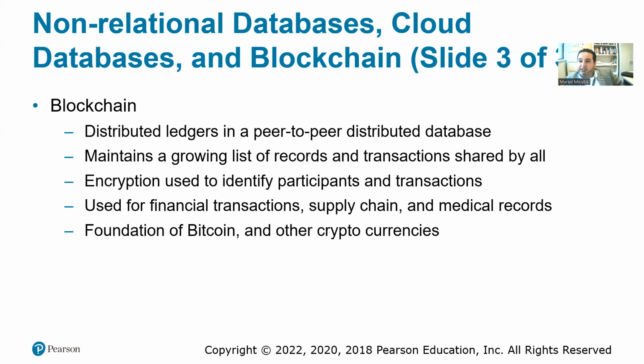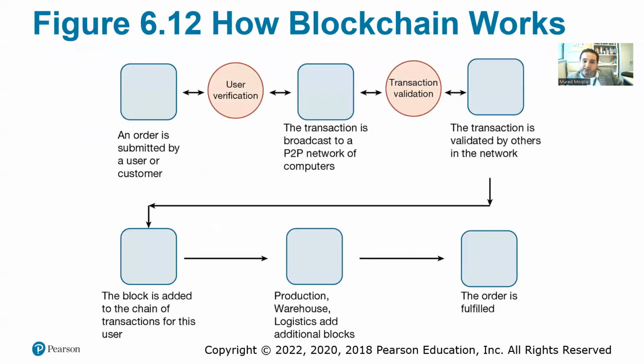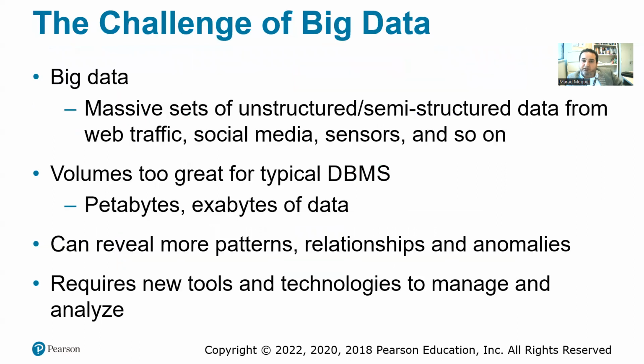right? Because they cannot be altered or changed. They are very secure because of the encryption. Blockchain is now mainly used in the financial industry, in the supply chain, and in medical records. Blockchain is also the foundation for Bitcoin and cryptocurrency. And this is an example of a depiction of it.